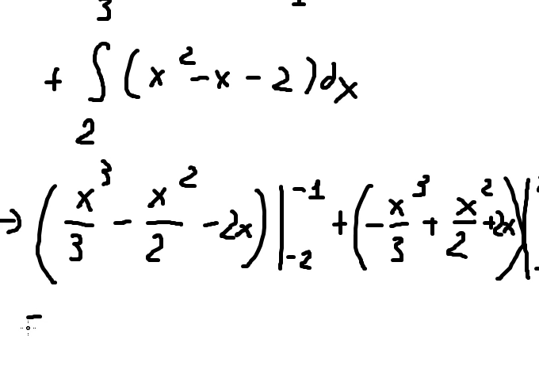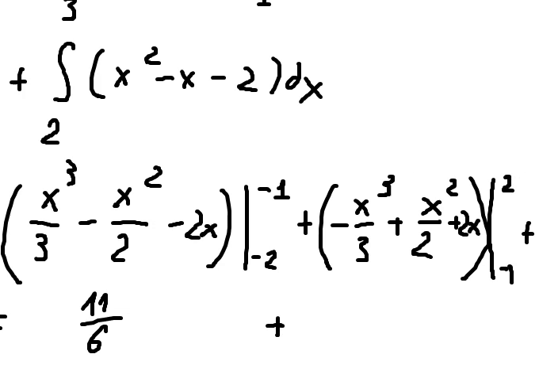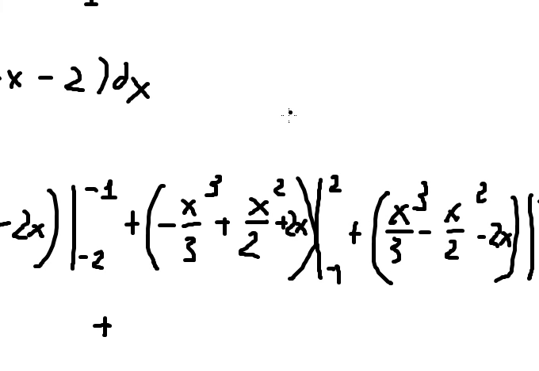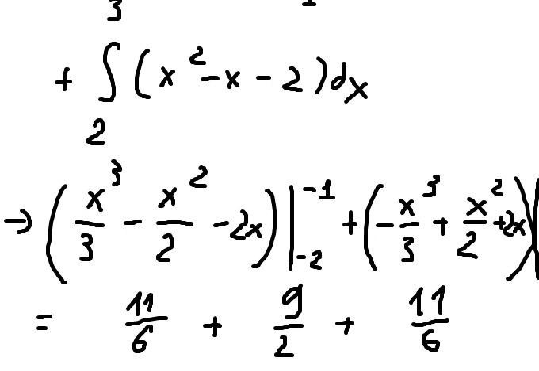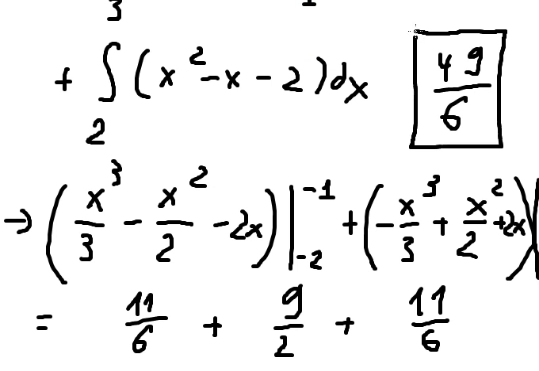We calculate this one. We got 11 over 6. About this one, 9 over 2. And the last one, 11 over 6. So we sum the 3 numbers together, and this one we will have 49 over 6, and this is the final answer we need to find in here.